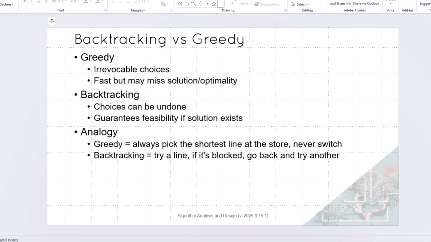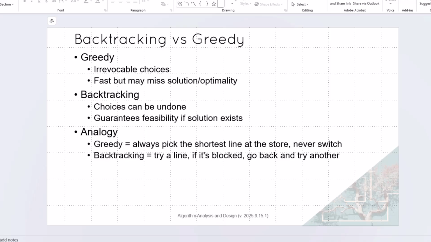With greedy, we have irrevocable choices, meaning you cannot revoke the choice or backtrack. Once you make that choice, that's your choice. It's fast, but it may miss solutions or optimal solutions. With backtracking, the choices can be undone. It guarantees feasibility if a solution exists. Okay? So it guarantees it'll find a solution. It does not necessarily mean it'll find the optimal solution.